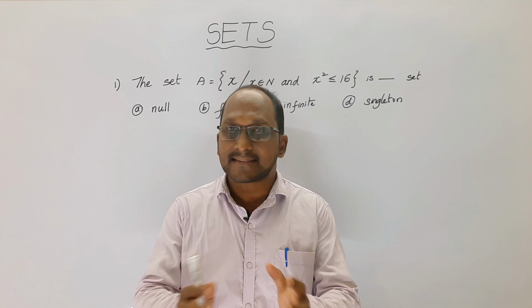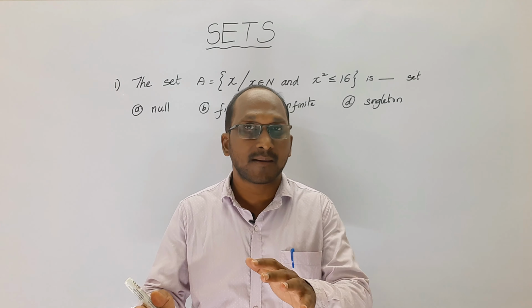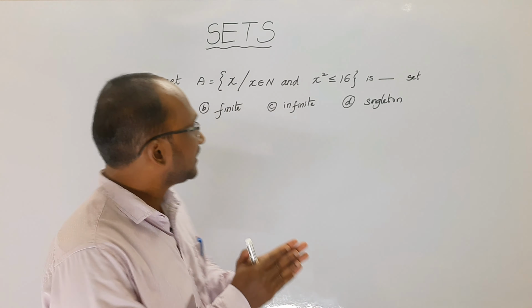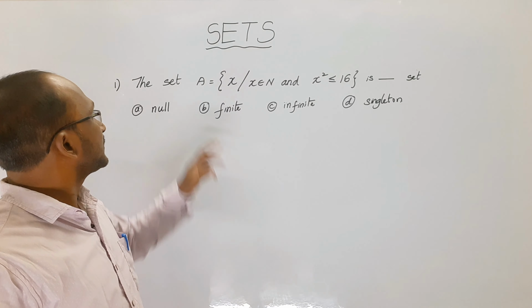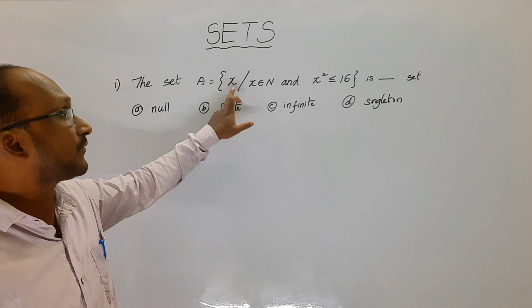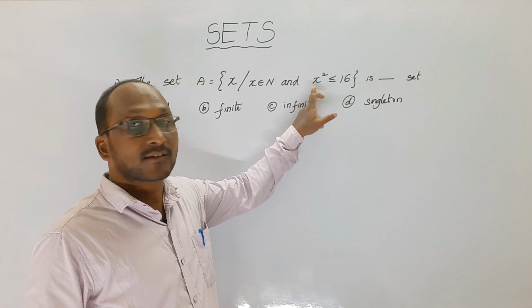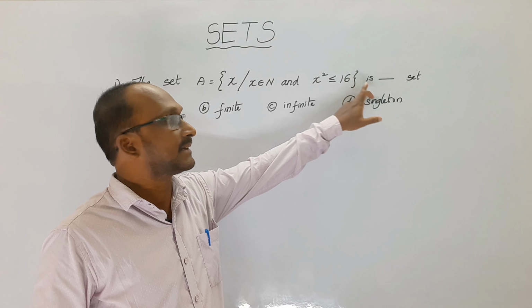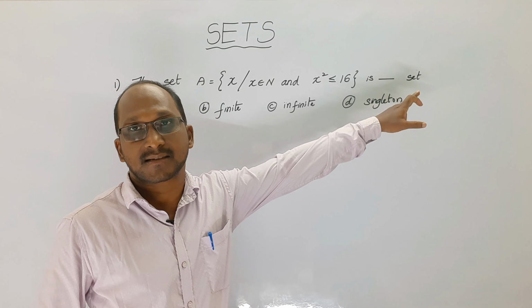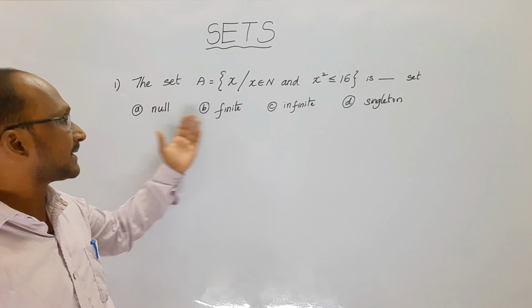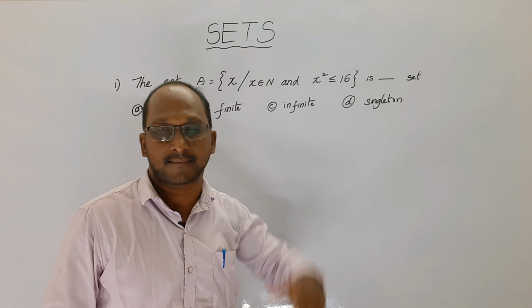Students, let us discuss the problems from the basic level. That's why here let us see the first one. The set A is equal to the set of X such that X belongs to N and X square is less than or equal to 16 is a dash set. Here the options are null set, finite, infinite and singleton.